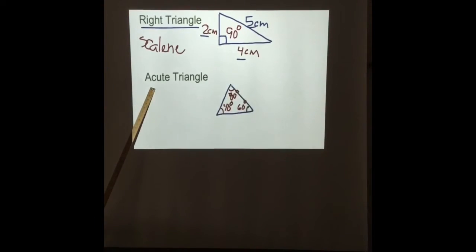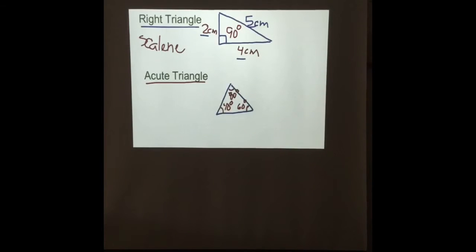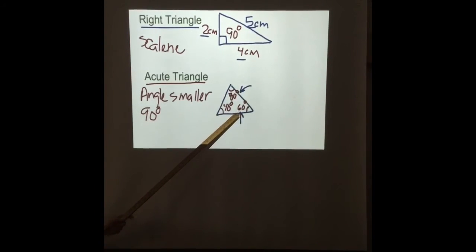Okay, now we have an acute triangle. What does acute triangle mean? Well, remember, acute means that it is smaller than 90 degrees. So all the angles are smaller than 90 degrees. We have an 80 here, we have a 60 here, and we have a 40 here.